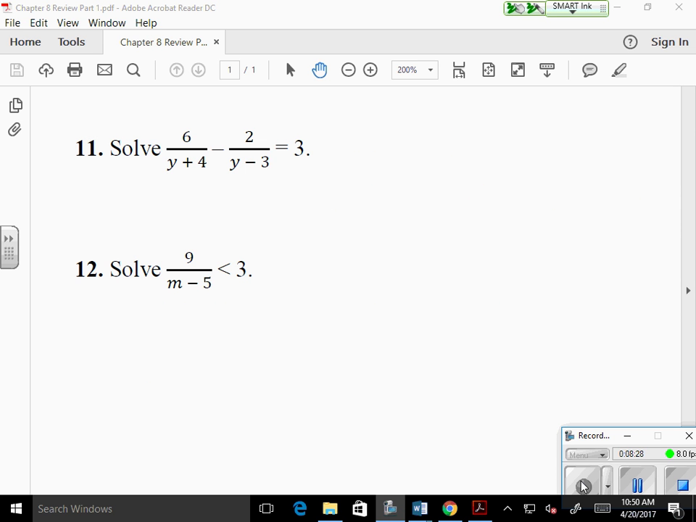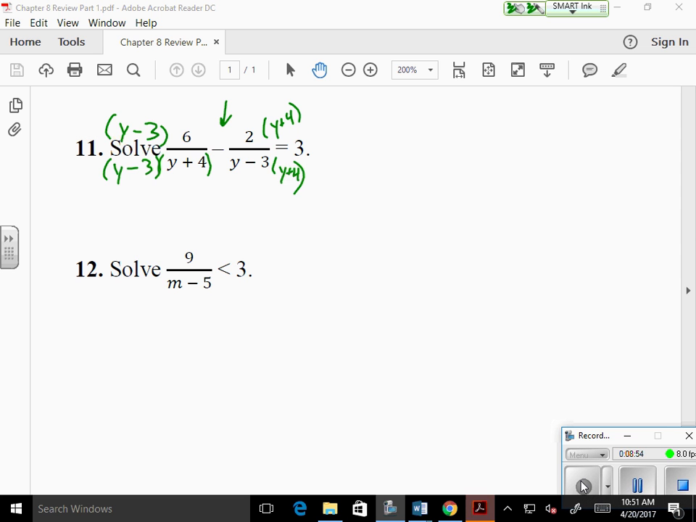For number 11, we would need to get a common denominator since we're subtracting, and our common denominator would be a multiple of the two denominators. So y minus 3 over y minus 3 would be what we multiply the first fraction by. Y plus 4 over y plus 4 would be what we multiply the second fraction by.